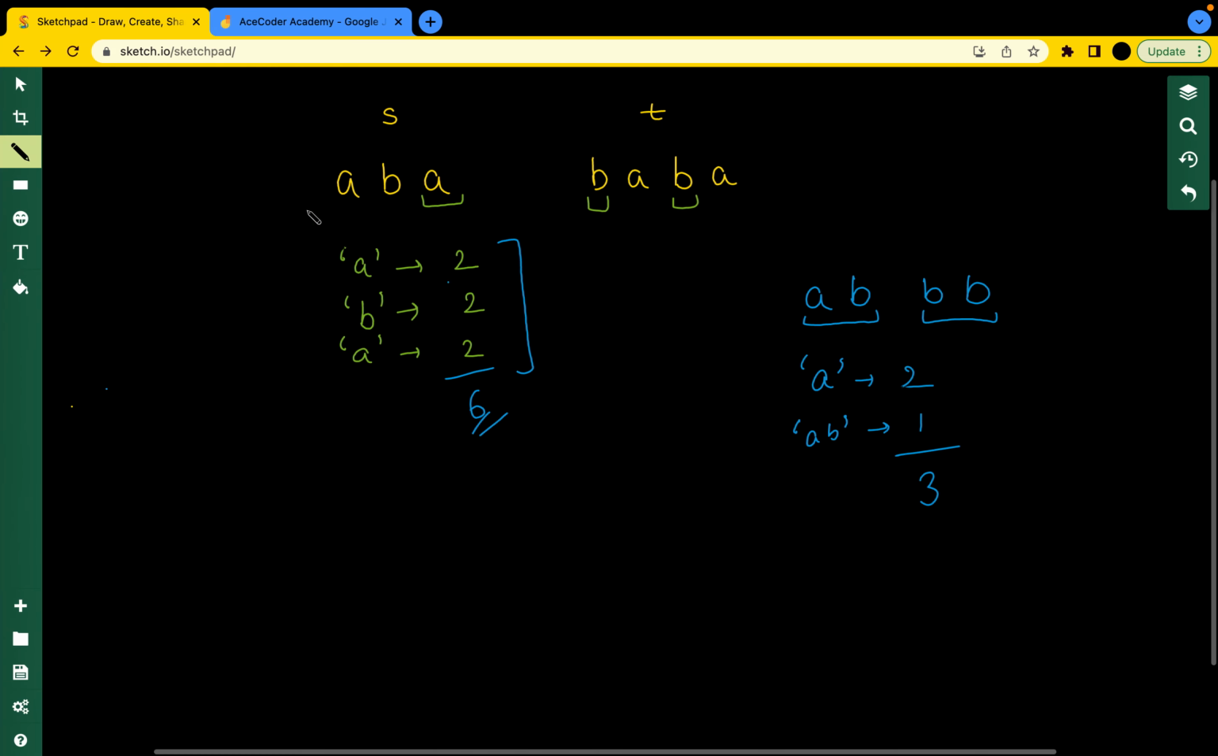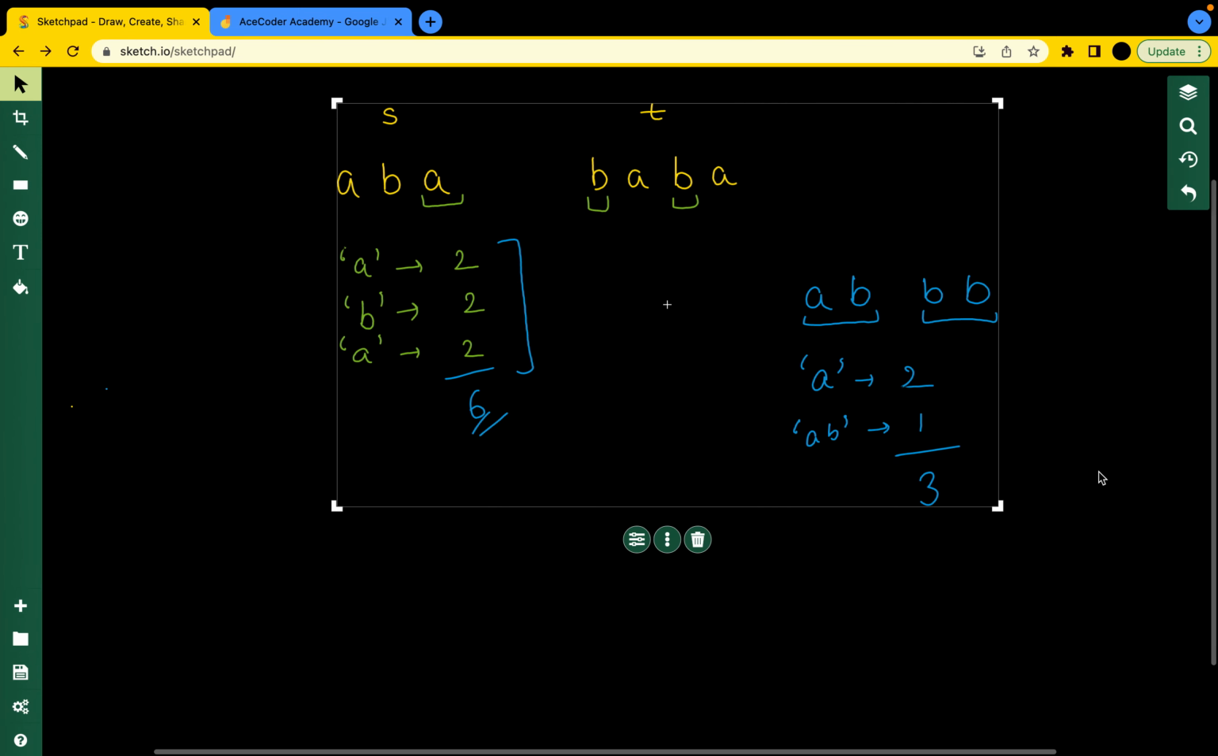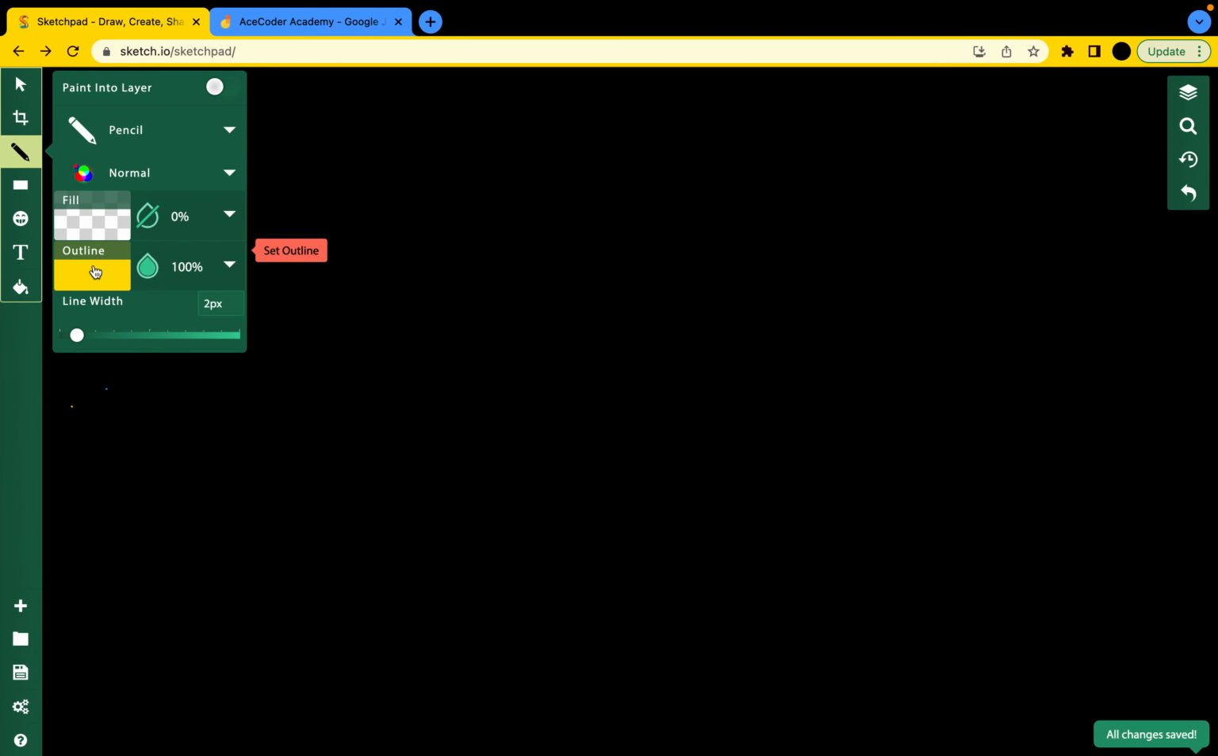So now let's have a look at how we can approach this problem. Suppose we are given this S string, A, B, C, D, and for T we are given X, Y, Z, and again D. Okay, so this is what we are given in T.